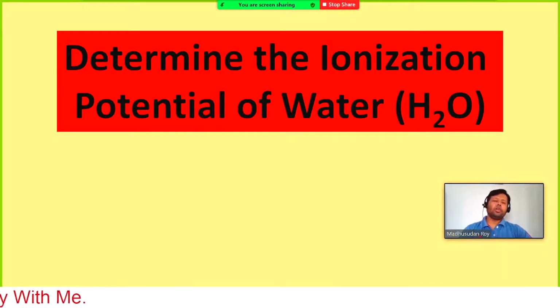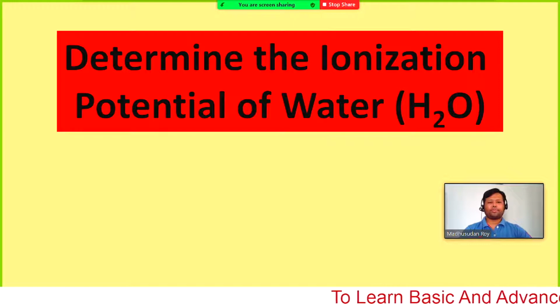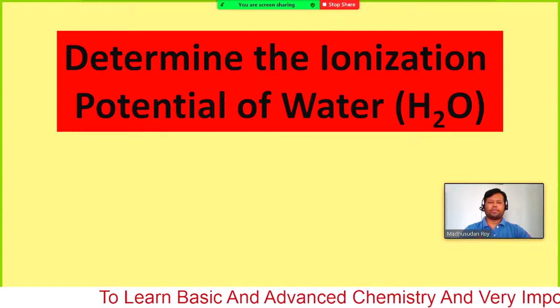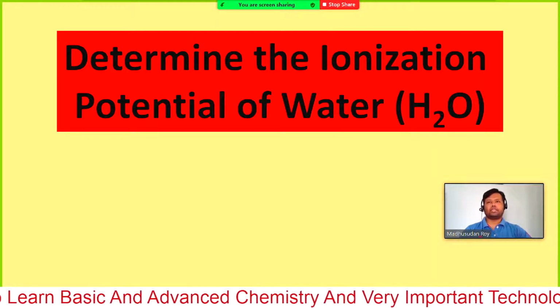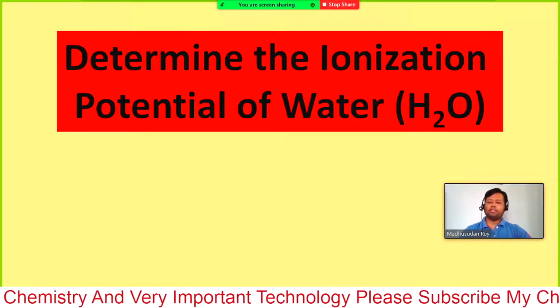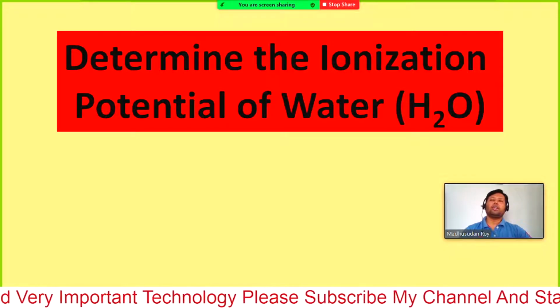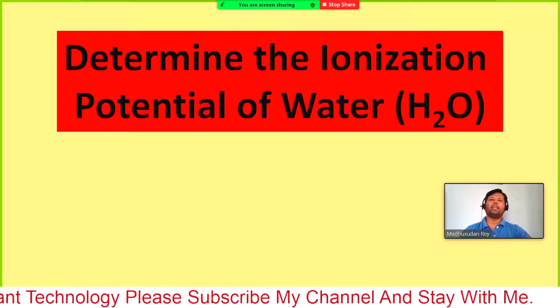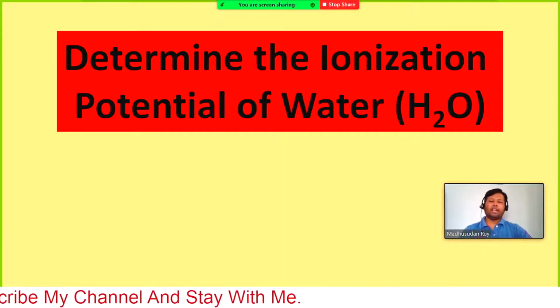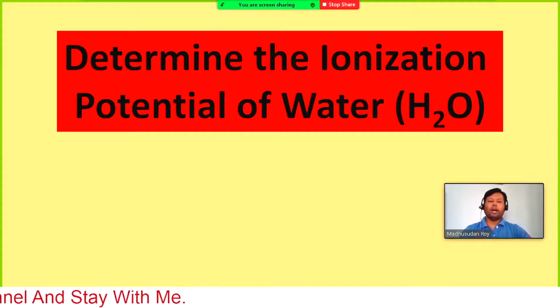First I would like to know from you, what do you mean by ionization energy? Anyone? What is ionization energy? In one of the last classes I taught you about the periodic table, and that time I mentioned the ionization potential. That means the energy required to remove one electron to form a cation.